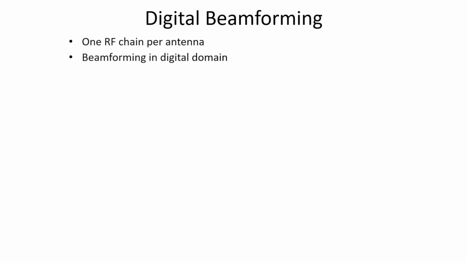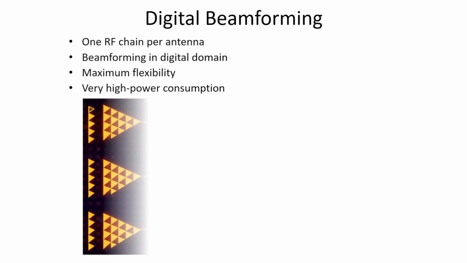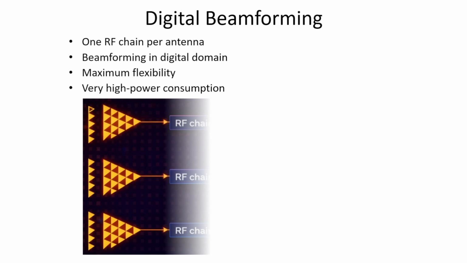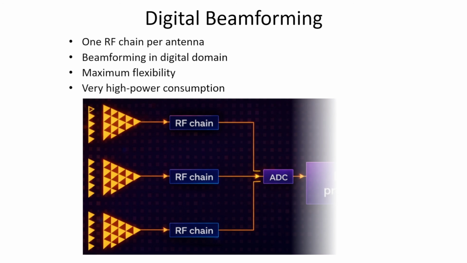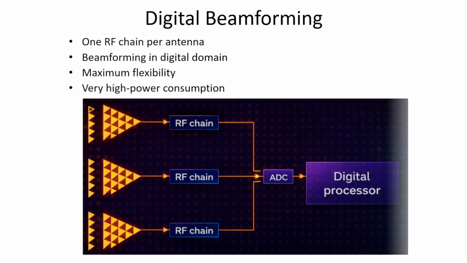In this architecture, each antenna has its own RF chain, and each signal is converted using its own ADC or DAC. This means every antenna signal is digitized separately. Then the signals are combined and processed in the digital processor.